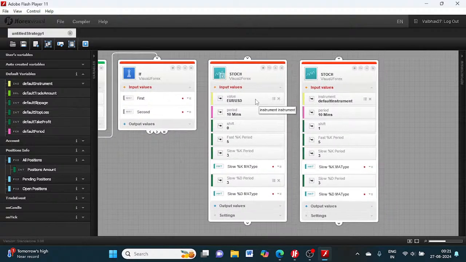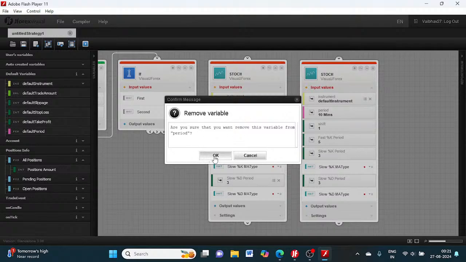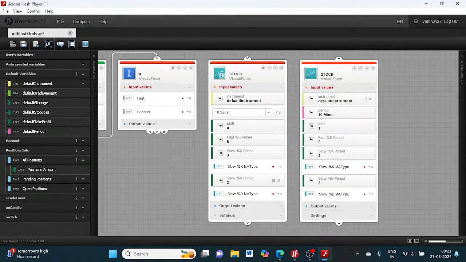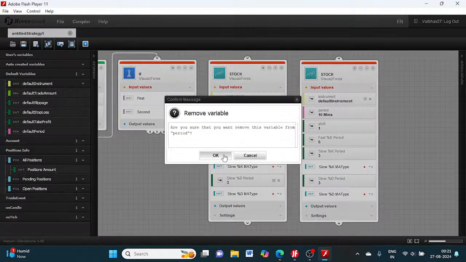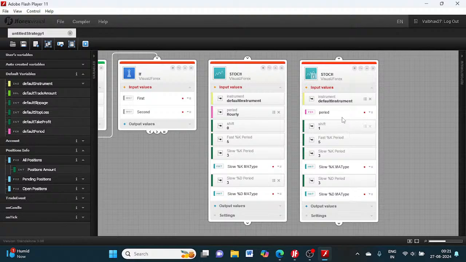Alright, default instrument remains this. For the candle period, I think we should work with hourly formation to make the system fairly reliable and not generate too many trades while there is too much noise in the market.